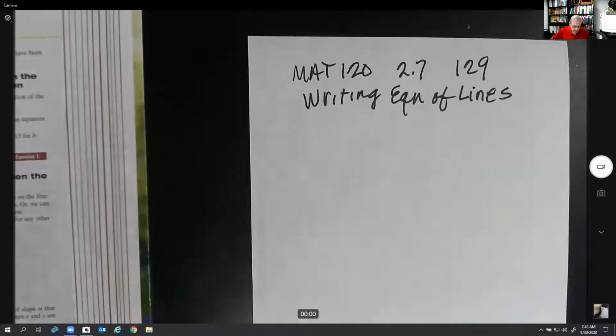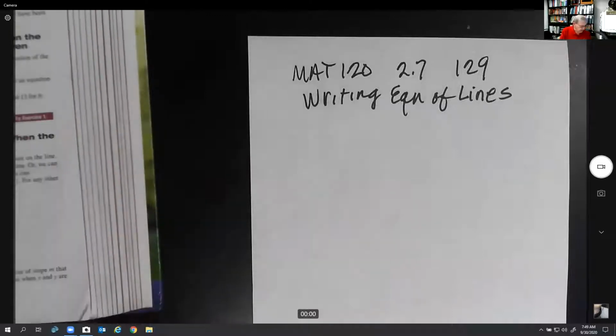All right, we are recording. This is Mat120. We're writing equations of lines. And what we're going to do is try to do different things in here.